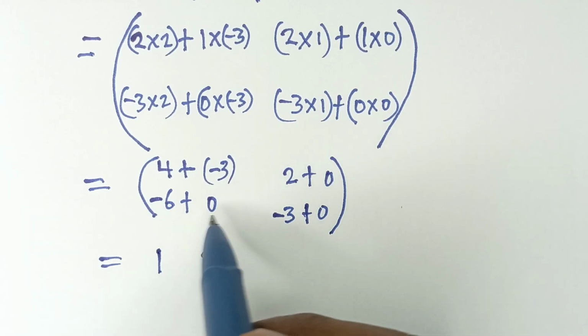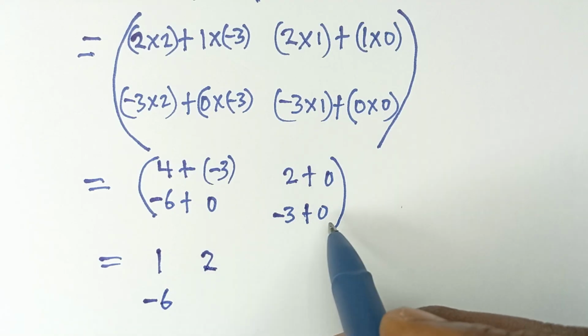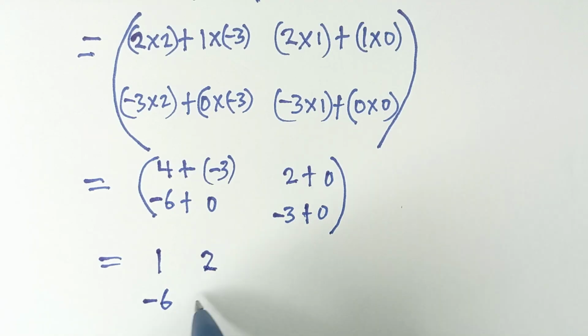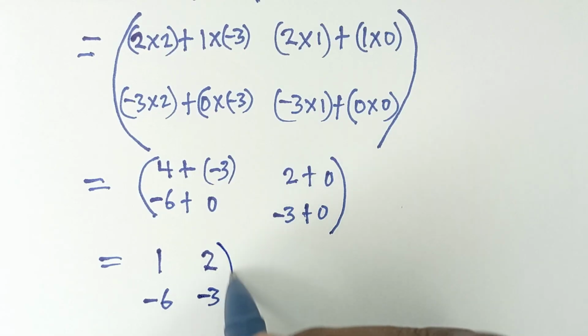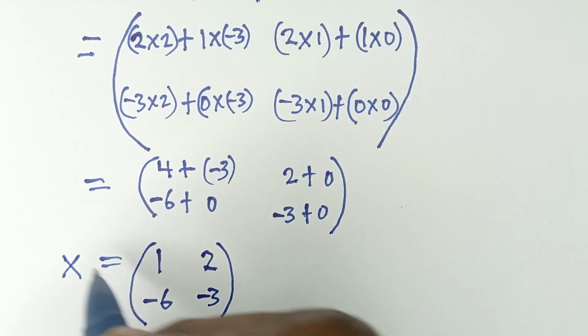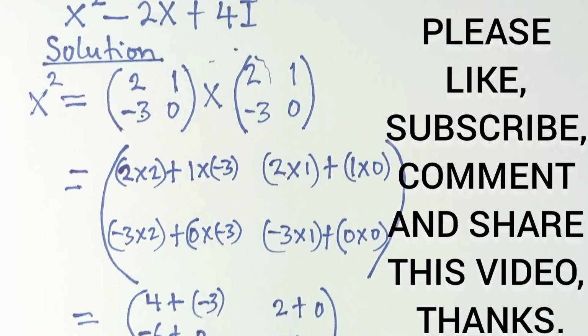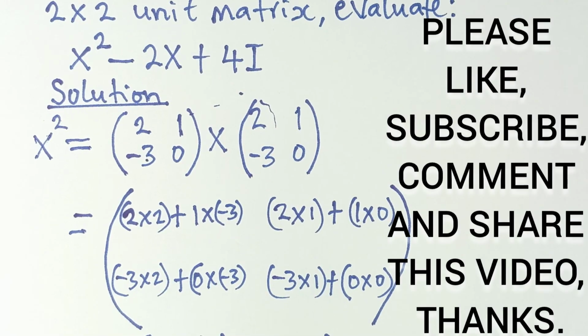Then negative 6 plus 0 will give me negative 6. And then negative 3 plus 0 will give me negative 3. So when x is squared, I have this matrix, the square of x. Now let me move to the second part of that evaluation.